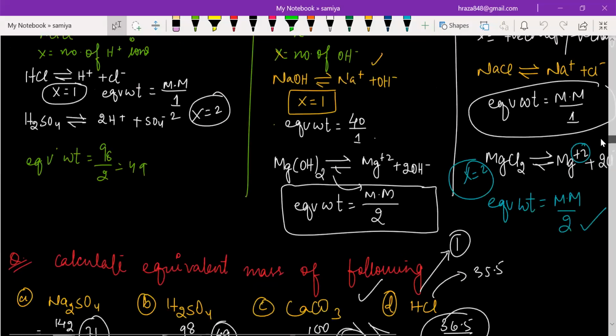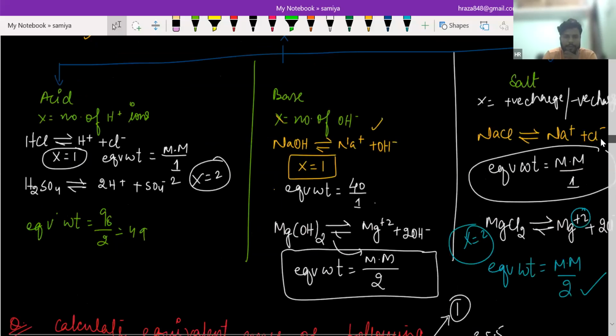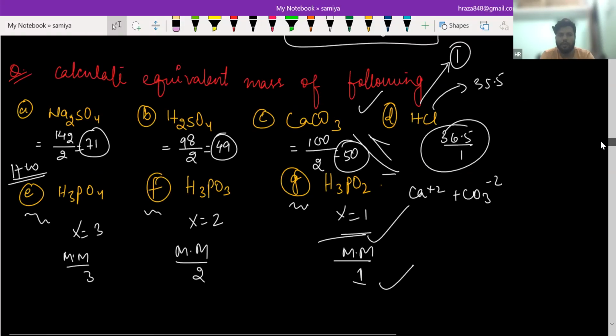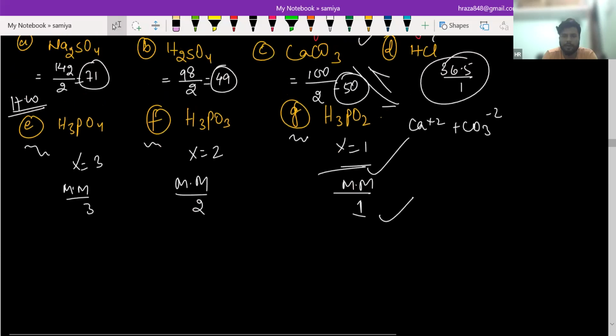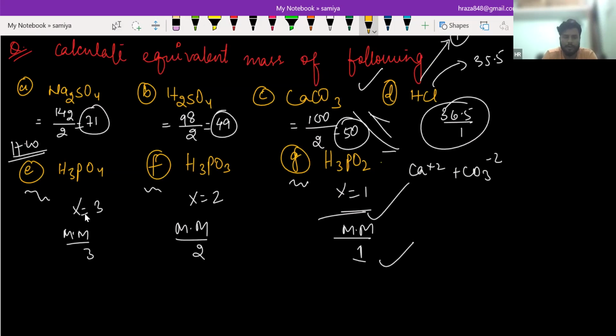So in normality, we came to know about how to calculate equivalent weight and valence factor, and then calculate equivalent mass of the following, which I have explained about. Do you know how this value comes? X is equal to 3, X is equal to 2, or X is equal to 1. Any explanation from both of you?